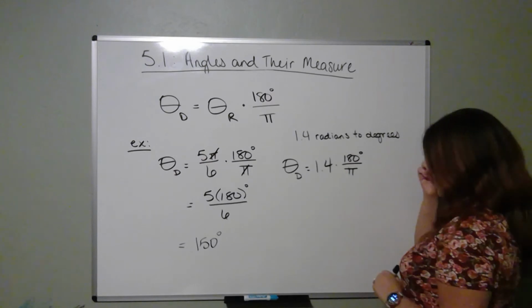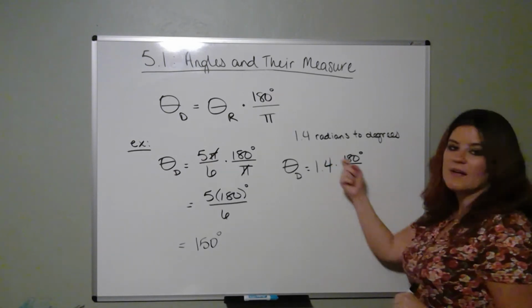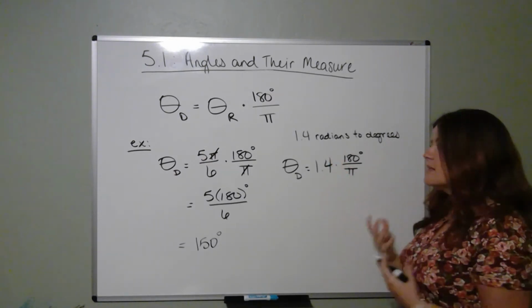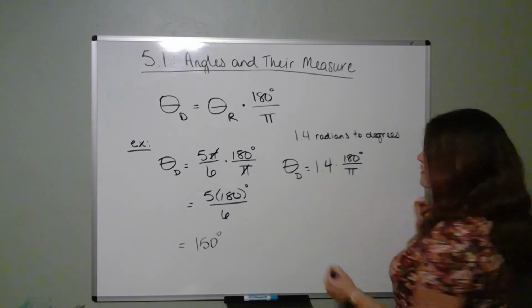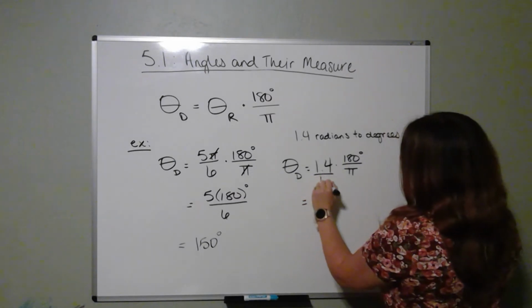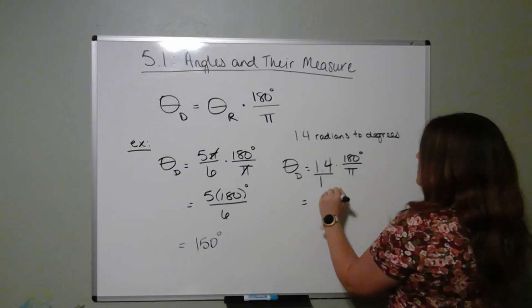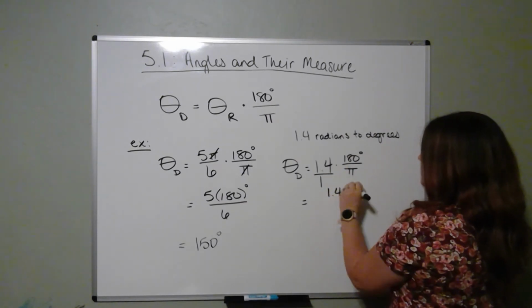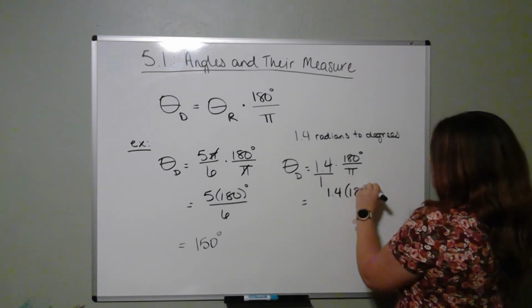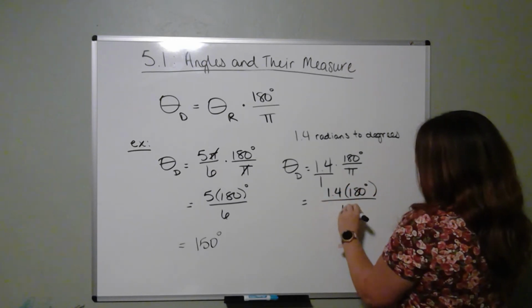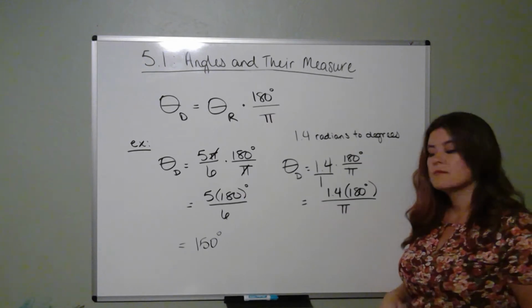On this one, notice we don't have that nice pi cancellation. That's okay. We're just going to be throwing this in our calculator. This 1.4 is on top, it's like 1.4 over 1. So what we're going to do in our calculator is 1.4 times 180, and then just divide by pi. So let's do that.